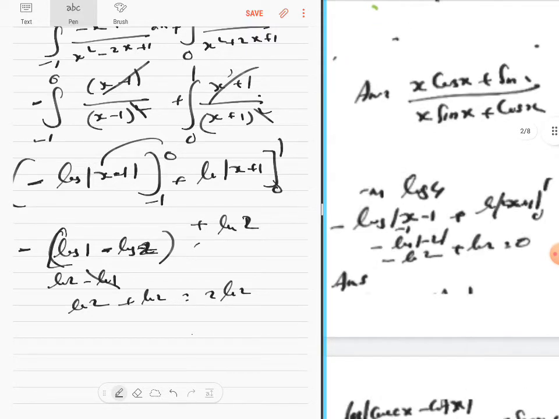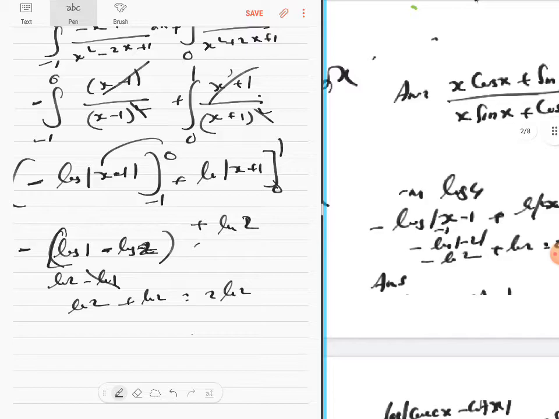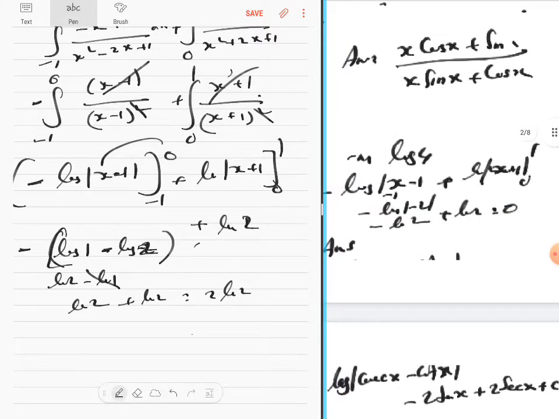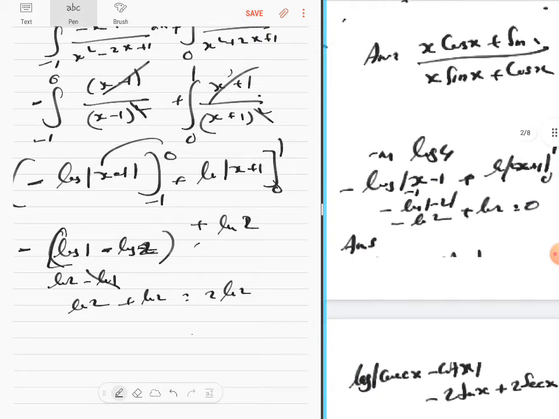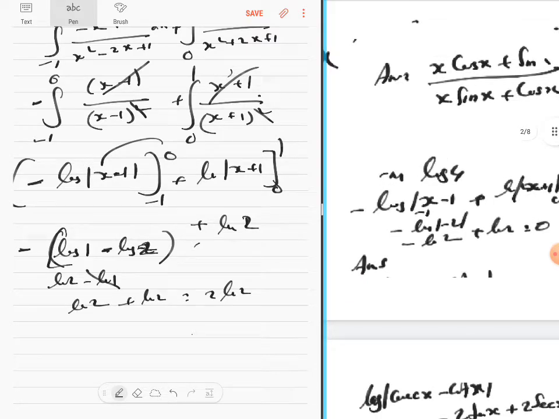Why have I written like this here? Let's figure this out. Plus log of mod of x plus 1. Okay, the limit is from minus 1 to 0. Do you know that the limits can be changed? If you change this to plus, you can write it as 0 to minus 1 also. If you want, you can do that.